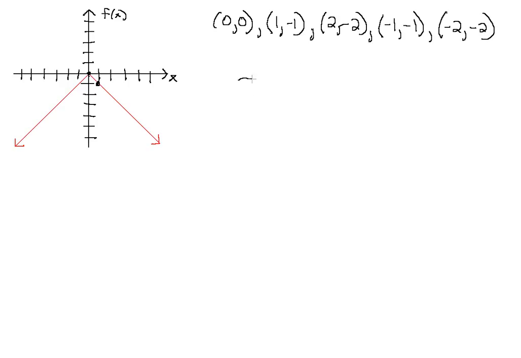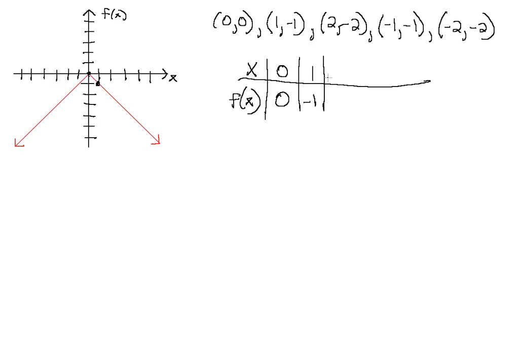Okay, so let's go ahead and construct a table using these points. So we have our x and our f of x. Alright, so we have 0, 0. We have 1 and minus 1. We have 2 and minus 2. We have minus 1 and minus 1. We have minus 2 and minus 2. So we want to use this table of values to actually derive the function that was graphed over here. So what can we say about the relationships between the domain and the range?